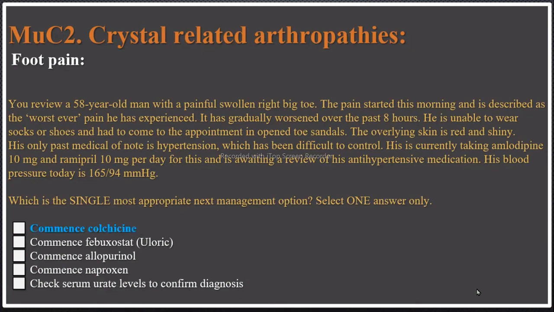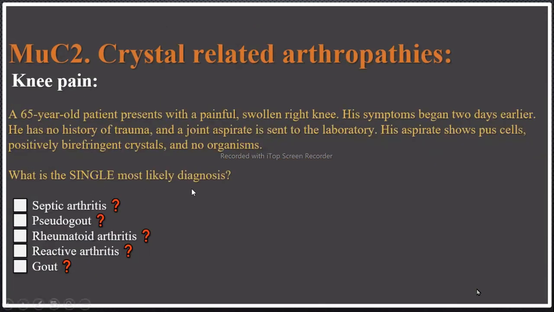Colchicine. Okay. Why? Heart failure, ramipril. The patient is on an antihypertensive medication. Excellent. He's using ramipril. So any sign of contraindication for non-steroidal, go for colchicine. Single most likely diagnosis. Pseudogout. Option B. Pseudogout. Okay.